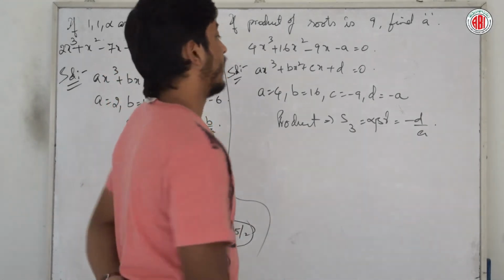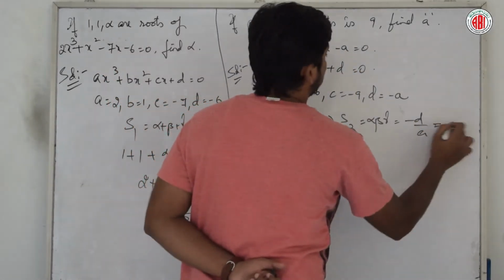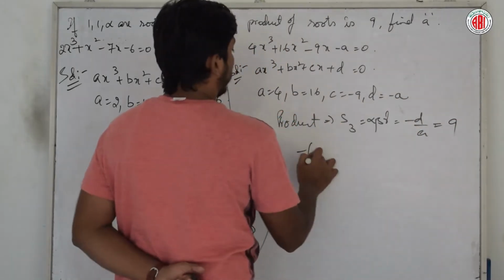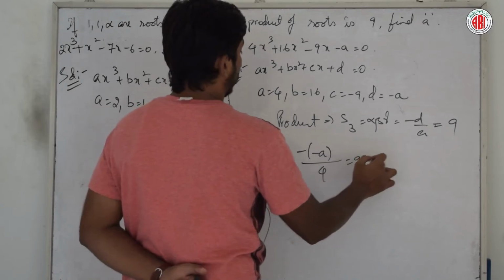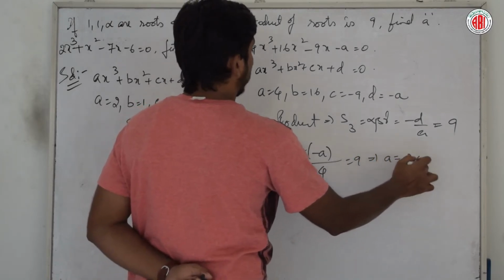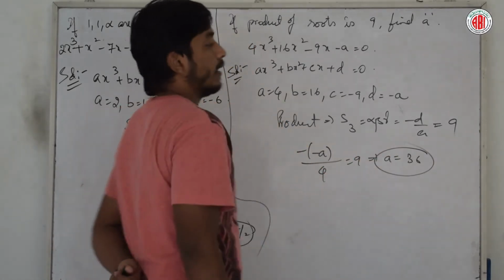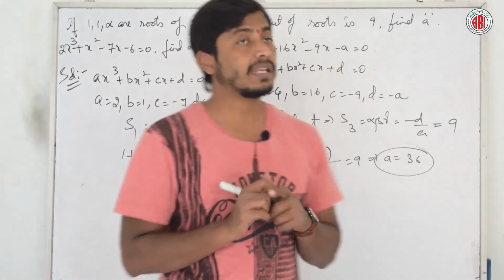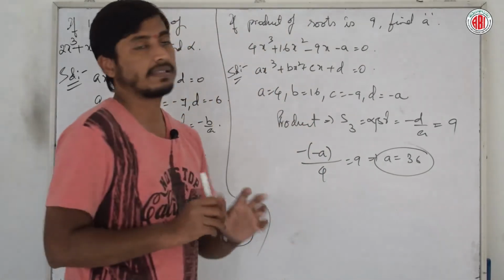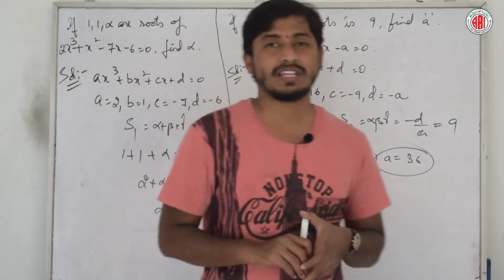Done. Fine. Which is given as 9. What is d here? Minus a. What is a? 4, that is equal to 9. Therefore a is 36. Is it okay? So the main thing we have to remember is these formulas. Clear? Shall we move on to the next problem?